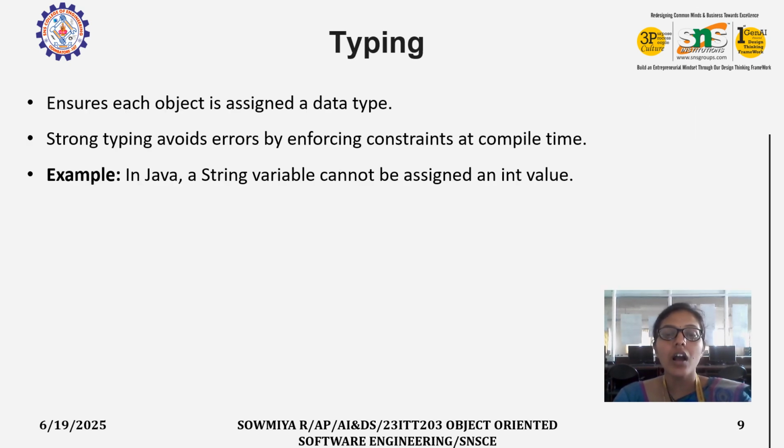Then typing. Typing ensures that each object or variable has a defined data type. Strong typing prevents type errors during compilation. For instance, in Java, you cannot assign an integer value to a string variable. This helps us write safer and more reliable code.